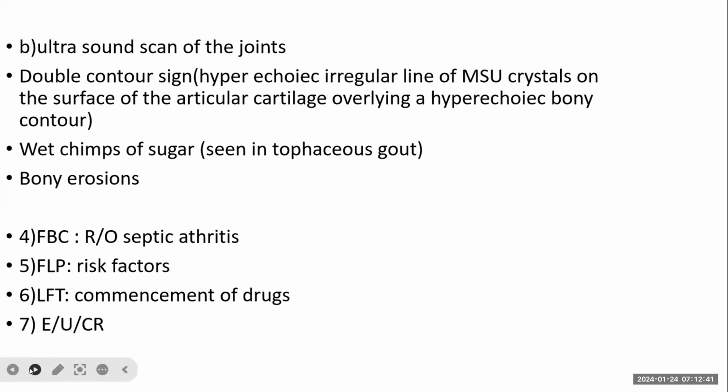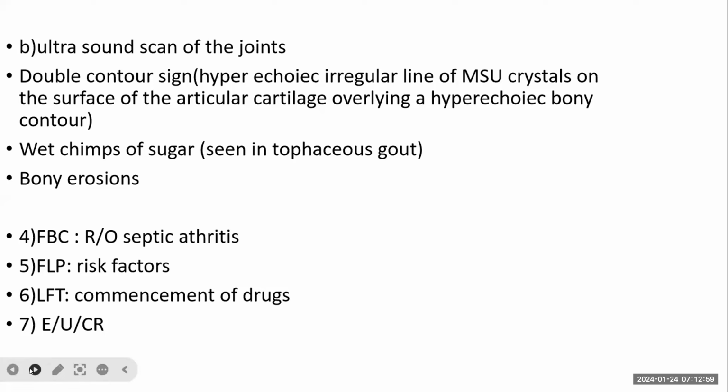Ultrasound of the joints can be done where we see the double contour sign. Usually you see a rim of monosodium urate crystals, which is actually hyperechoic, and then you see another rim of the bone structure itself. That's what gives the double contour sign. You can have the wet chimps of sugar sign, which is interfacial gout and bony erosion.